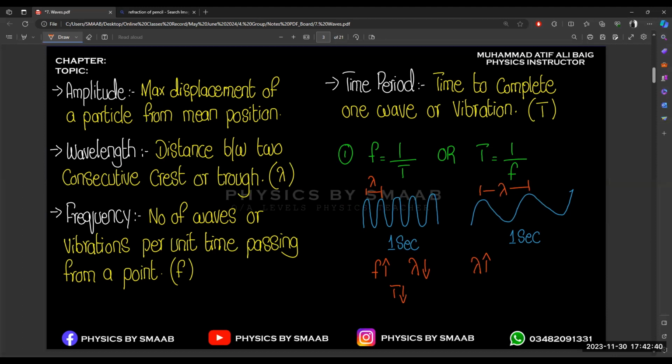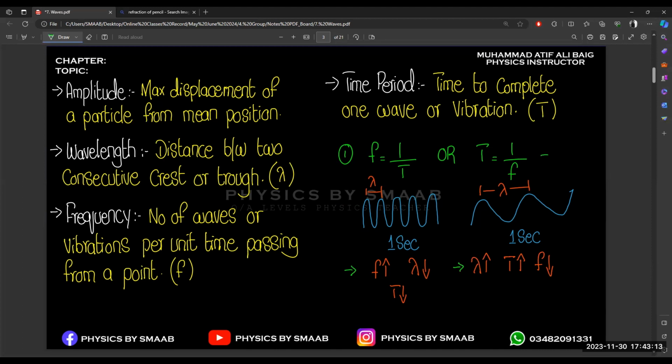Now you can see we have only two waves over here. So one wave takes 0.5 seconds, so your time period will increase as compared to the previous example. But your frequency will decrease because we have fewer waves in the same time. So this is the concept of frequency, wavelength, and time period. Basically, frequency is inversely related to wavelength, and frequency is also inversely related to the time period.